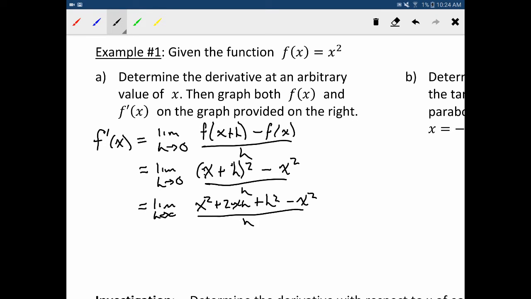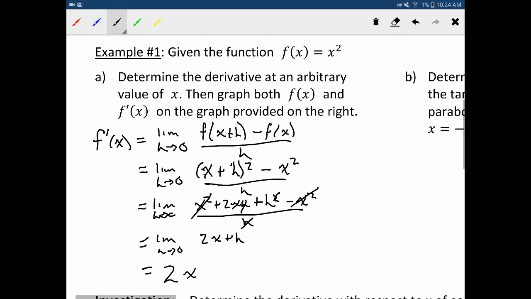Right off the bat we can see that this x squared and this x squared will cancel each other out. I've got 2xh plus h squared, but I've got an h on the bottom, so I can reduce all of those by h, and I'm just left with the limit as h approaches 0 of 2x plus h. And of course, using substitution, we see that this is just equal to 2x. So the derivative of the function f of x equals x squared is just f prime of x equals 2x.